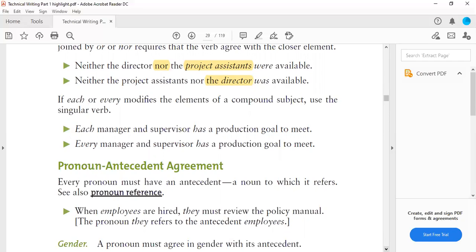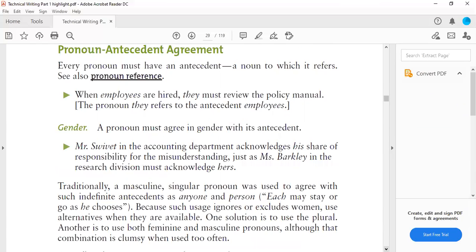Pronoun antecedent agreement. Every pronoun must have an antecedent, a noun to which it refers. See also pronoun reference. When employees are hired, they must review the policy manual. The pronoun they refers to the antecedent employees. Again, if you have a subject that is mentioned previously, then the pronoun must agree with the subject that is mentioned. Because we have employees, then the pronoun that we should use here is they.